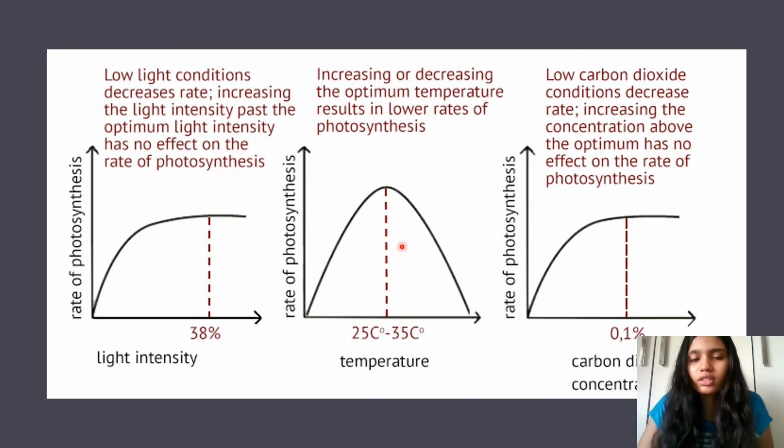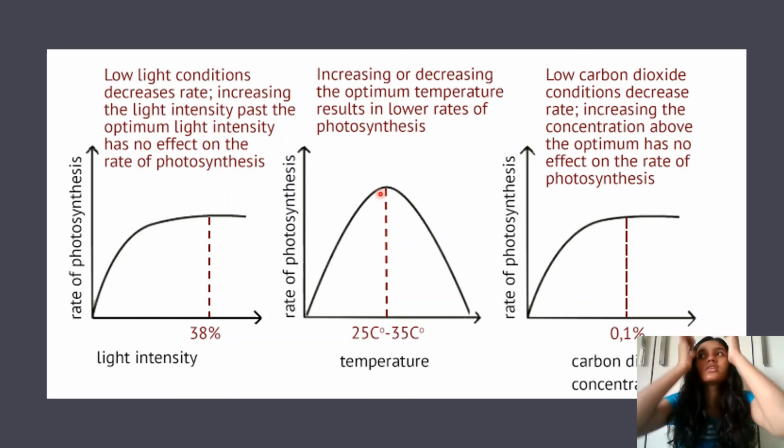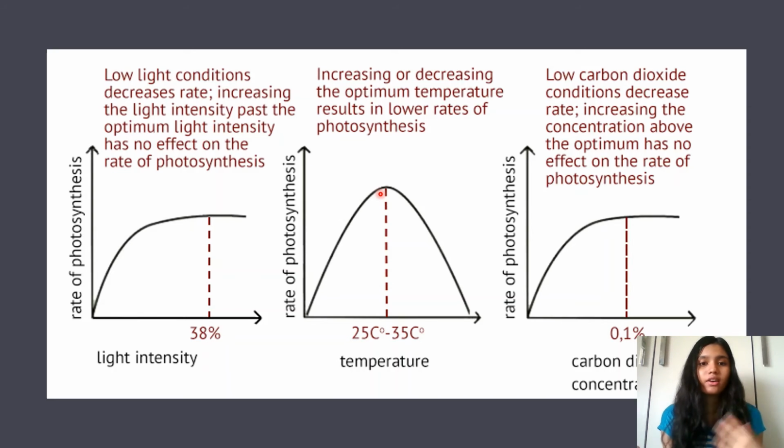Okay, now temperature. Temperature is a little different actually. So increasing or decreasing from the optimum temperature will result in lower rates of photosynthesis. The optimum temperature is between 25 and 35 degrees Celsius. Now, why is there an optimum temperature? Because the plant comprises proteins which make up enzymes, and these enzymes only operate best at optimum temperatures. Higher will cause them to be denatured, lower will cause them to be inactivated. So the rate of photosynthesis will increase because it's reaching its optimum temperature, and then it will decrease because it's moving away from the optimum temperature.